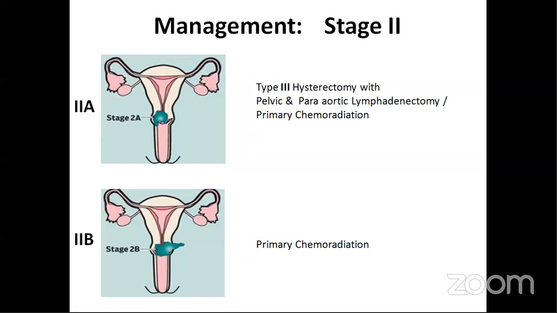Next, what do we do if it is stage 2? Stage 2, what is it? It is extending beyond the uterus. Yes, it involves the upper 2/3 of the vagina. Then it is called stage 2A, where we can go in for type 3 hysterectomy.